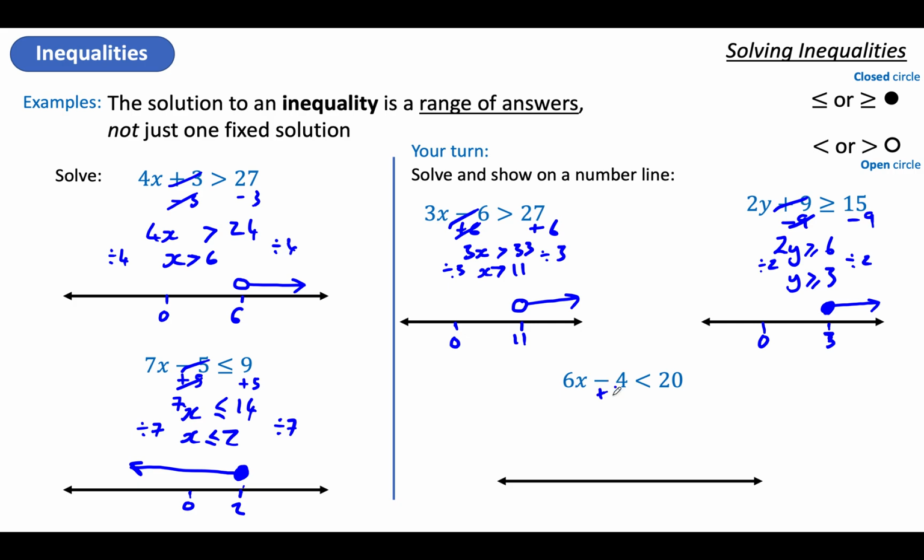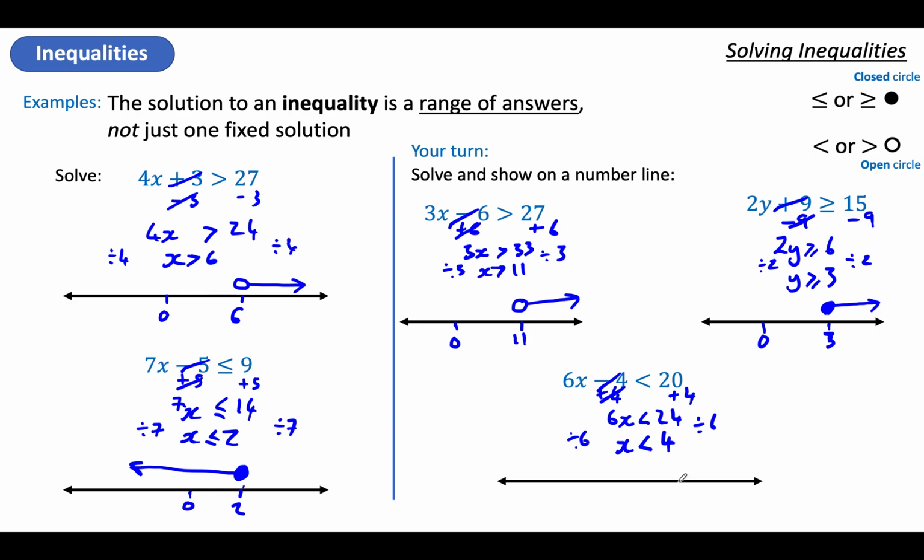Down here, let's add 4 to both sides of my inequality. So 6x is less than 24. And then let's divide by that number touching the letter. Divide by 6 to get 4 is less than... sorry, x is less than 4 is what I was trying to say there. Yeah, so we added 4 to both sides and then divided both sides by 6.